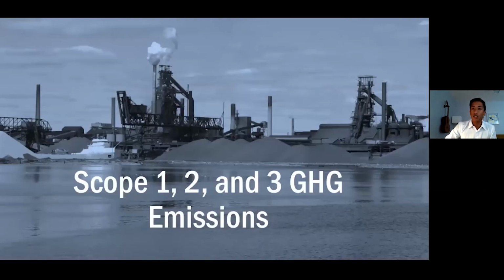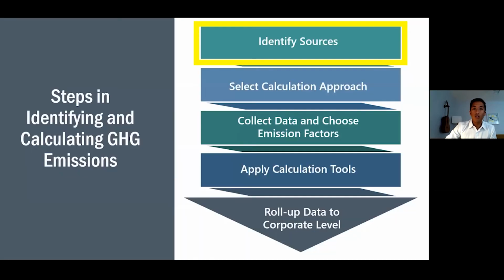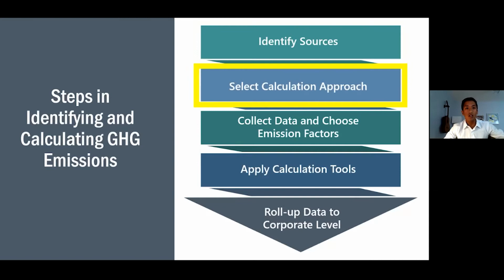Scope 1, 2, and 3 GHG emissions. What are the overall steps? So I know previously we mentioned those 5 steps, but if we're talking specifically in calculating our emissions, we have further steps that we need to think about. So the first is identify your sources, whether they're stationary combustion sources, mobile combustion sources, or even process emissions. These are all things we need to identify and realize that these are sources that contribute to CO2 emissions or CO2e emissions. We need to select a calculation approach.